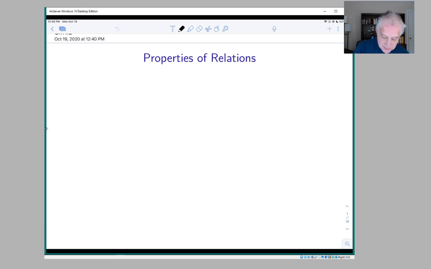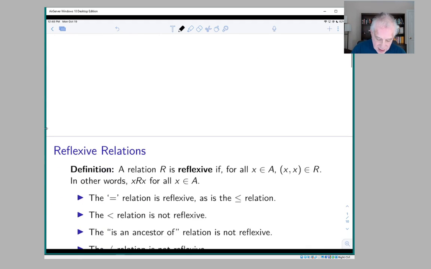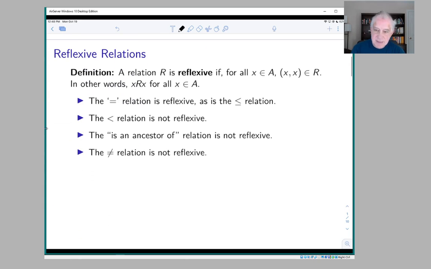They're called reflexivity, symmetry, and transitivity. And we're going to look at each of these in turn and look at some examples of them and see how they line up with the properties that we might naturally expect a relation to have. So we'll start with reflexivity.